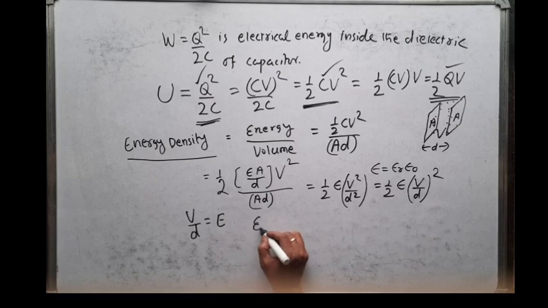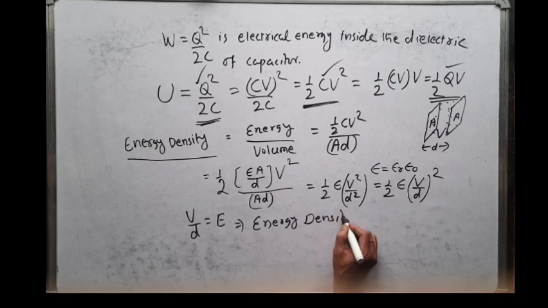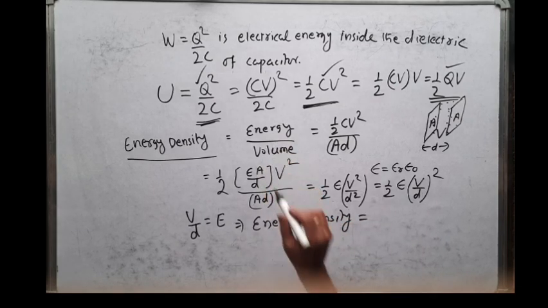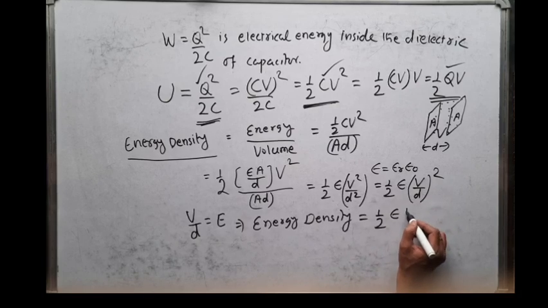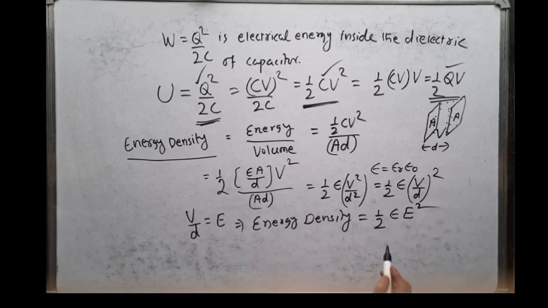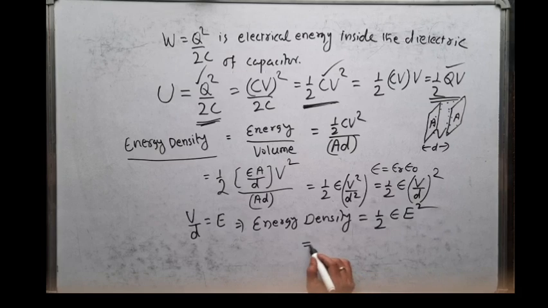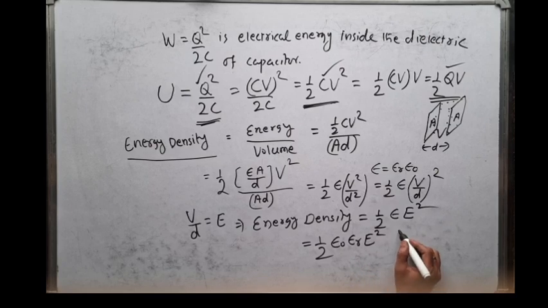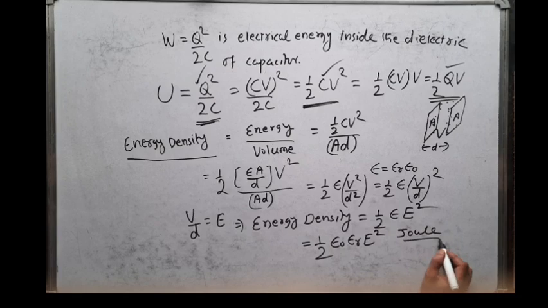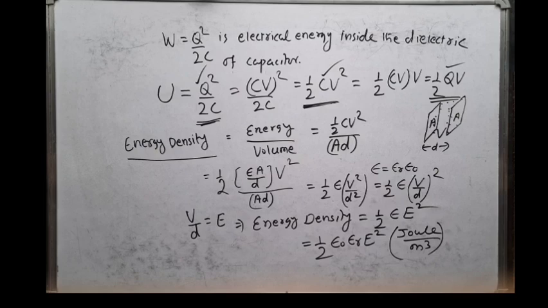Then what is energy density? Energy density is equal to energy per volume. Energy per volume is equal to half epsilon, V by D is nothing but E, so E square. So this is the expression of energy density, which is equal to half epsilon naught epsilon R into E square. So what is the unit of this? Energy is joule, volume is meter cube. So energy density unit is joule per meter cube.